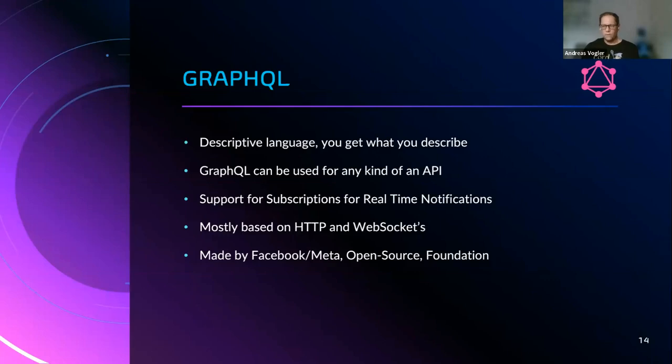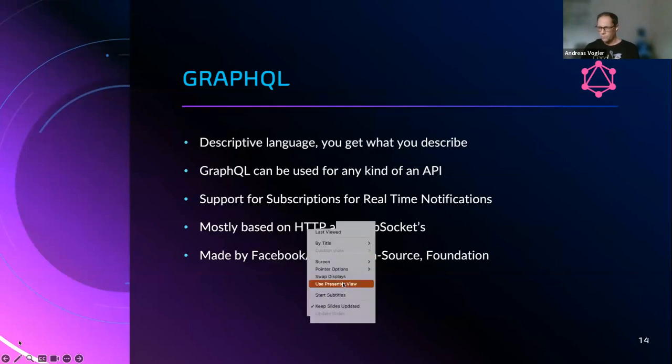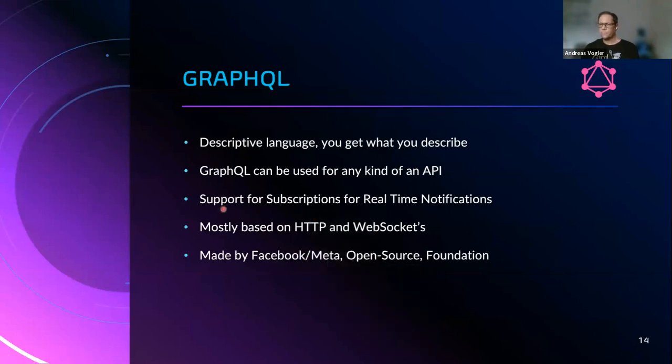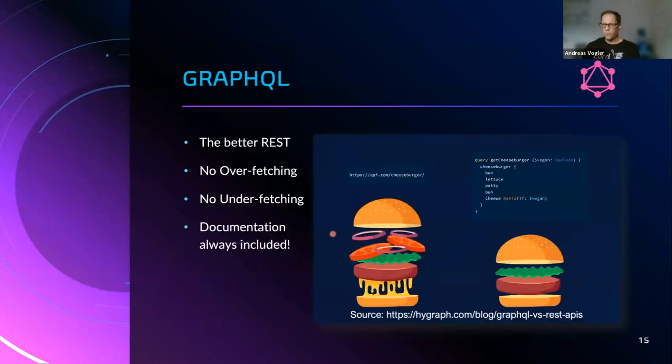Also important, specifically for SCADA systems and also for gaming, is this real-time notification. GraphQL also supports subscriptions, which you typically do not have with a REST API. With a REST API, you have to do something more, like create a WebSocket connection. The transport is mostly based on HTTP and WebSockets. It was initially made by Facebook, Meta, but they made it open source, and now there's a foundation behind it. I say very often, maybe some other people will say no, that's not true, but I say it's the better REST.